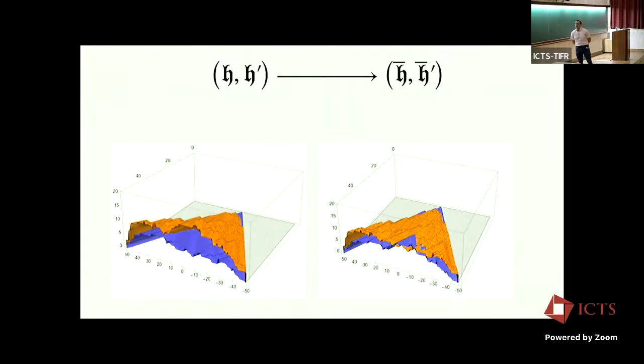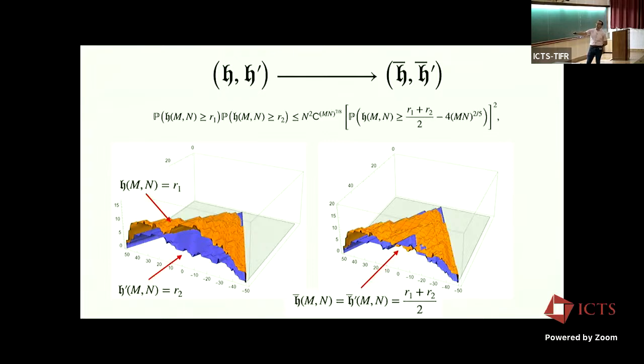And this is our mapping. We started from a pair of height functions, h and h prime, with the property that h prime assumes the value R2 here, and h assumes the value R1 here. After we did all of this transformation, we found a pair of height functions that both take value (R1 plus R2) divided by 2 at the location Mn that we are considering. All of these transformations are injective, so this is an injection.